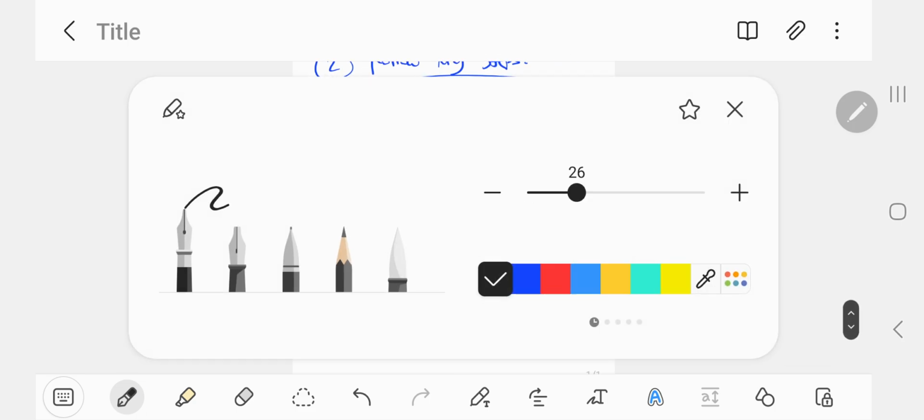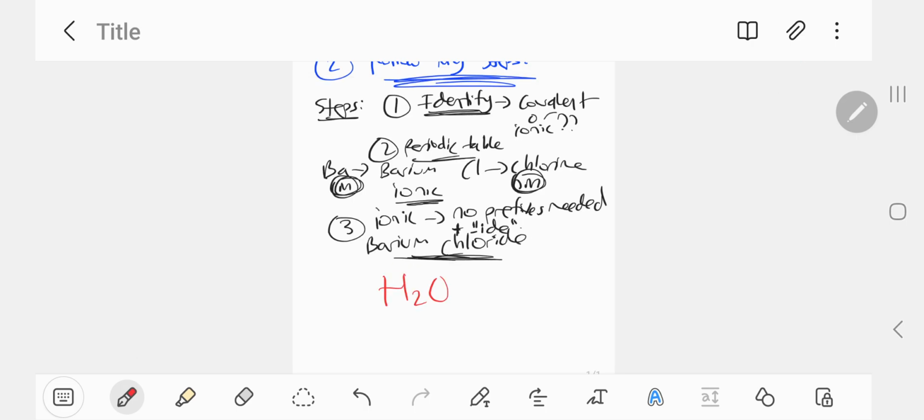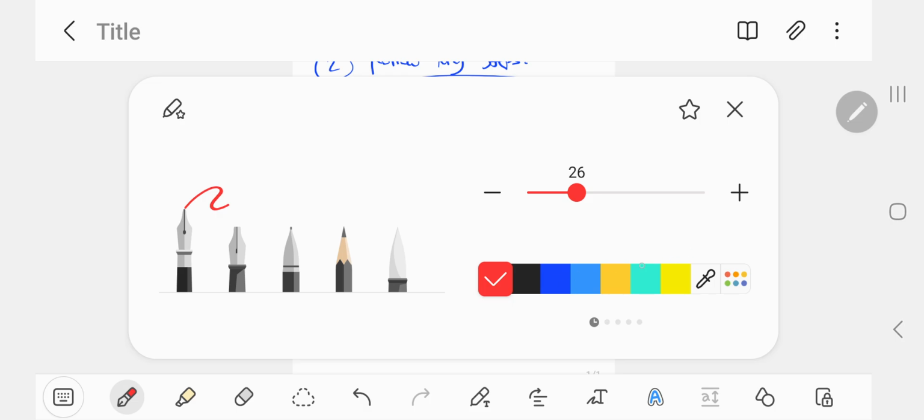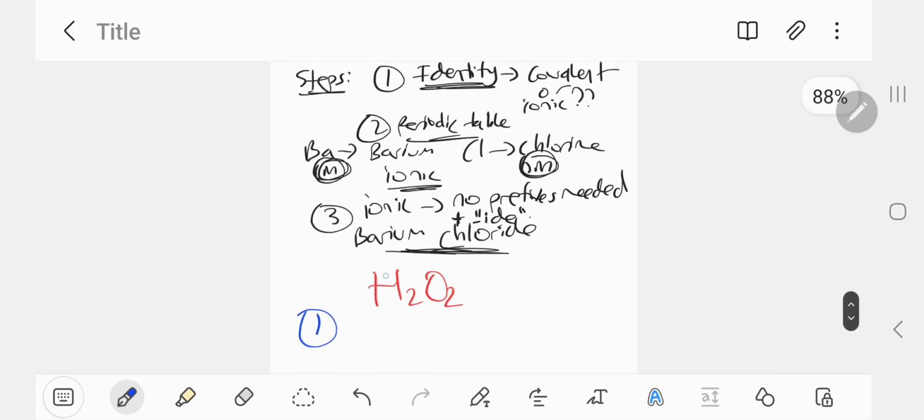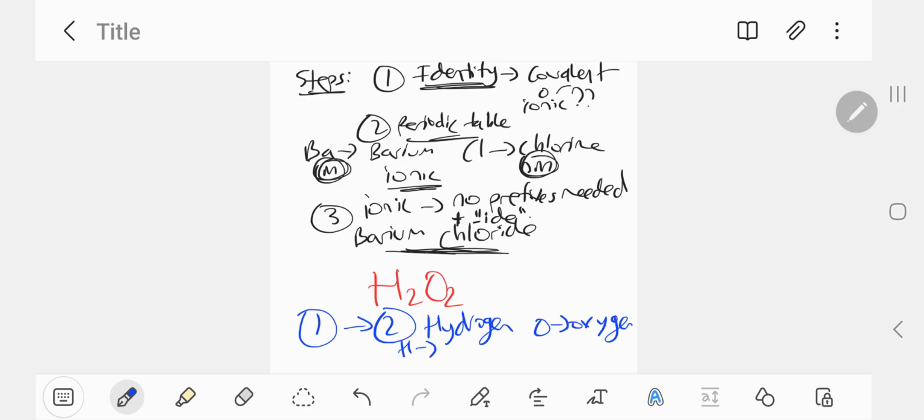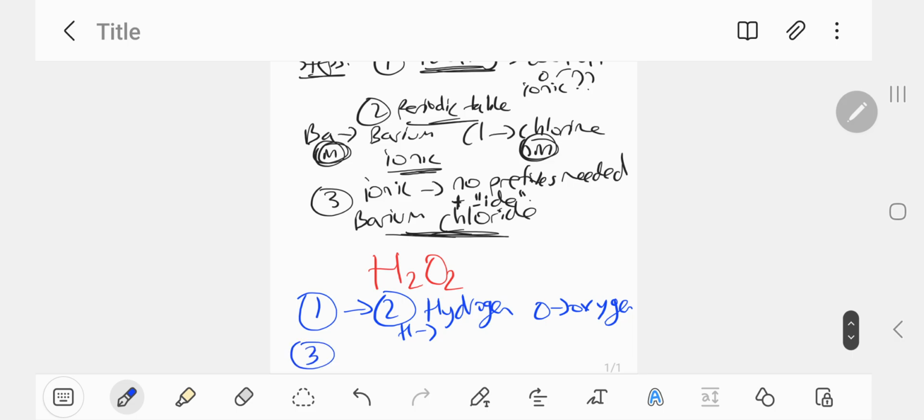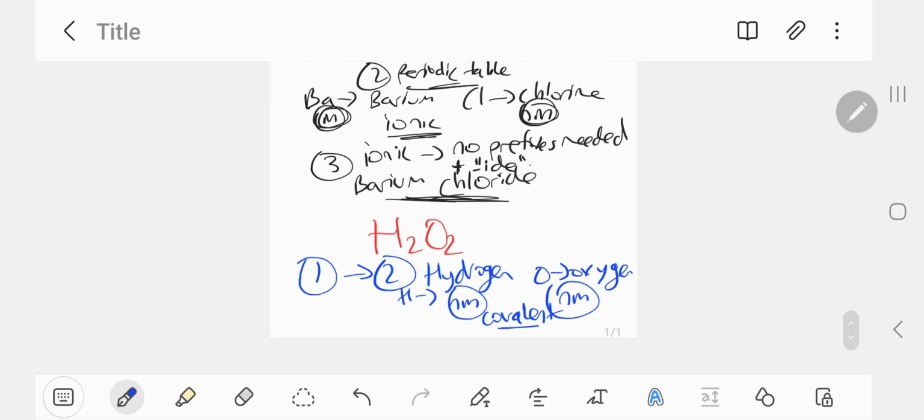Let's do another one. Let's do H2O2. Okay, once again, I'm not going to write the steps again. So I'm going to go through them briefly. Step 1 is to identify, is this covalent or ionic? And the way you do that is by using the periodic table. So H is hydrogen and O is oxygen. Hydrogen and oxygen are both non-metals. So two non-metal atoms stuck together gives you a covalent compound. H2O2 is a covalent compound.